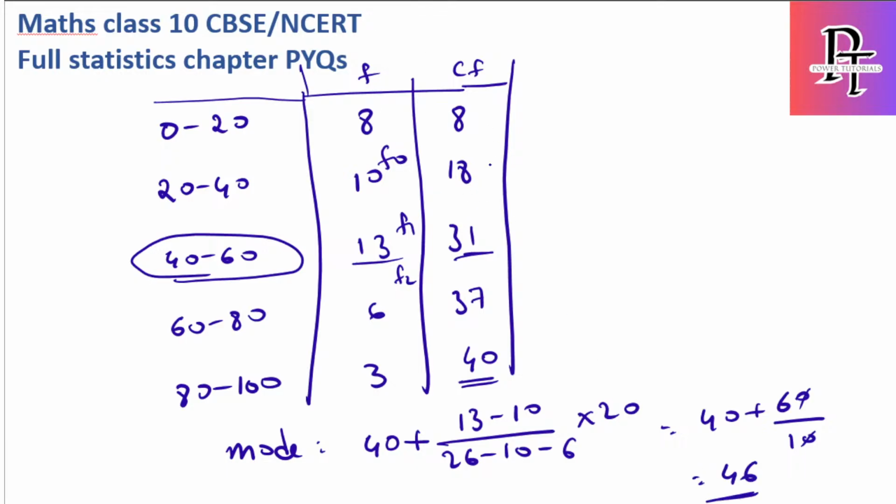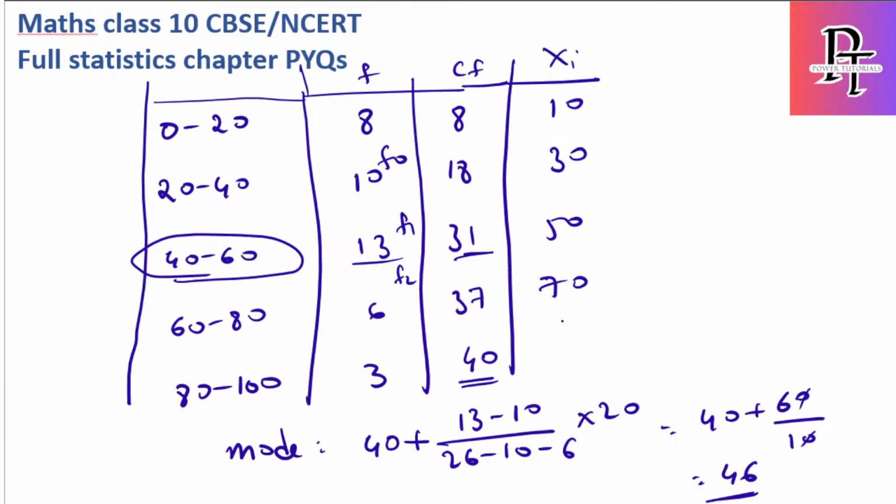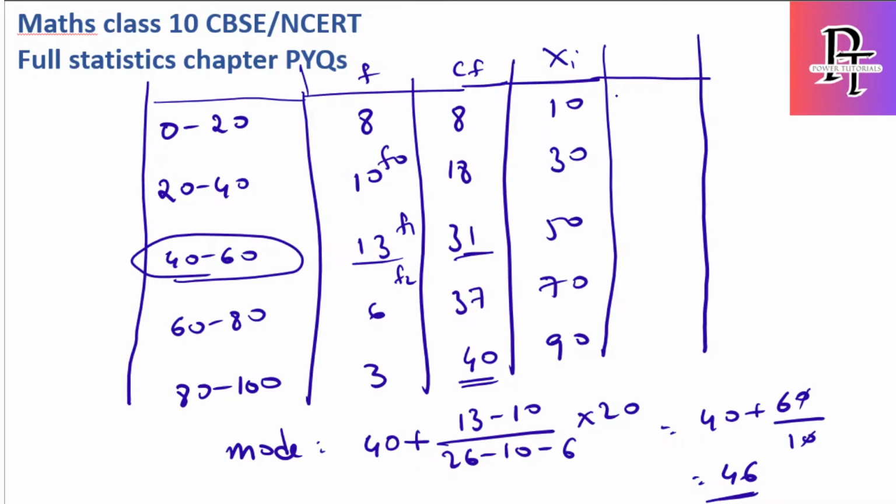For mean, why have I stopped here? Because I need to find the xi values for mean. I'll write xi here, which will be 10, 30, 50, 70 and 90. These are xi values. I will use the assumed mean method again because that calculation is much easier. So A I am assuming as 50. So 10 minus 50 is minus 40, minus 20, 0, 20 and 40. This is di, which is xi minus A, assuming A as 50.